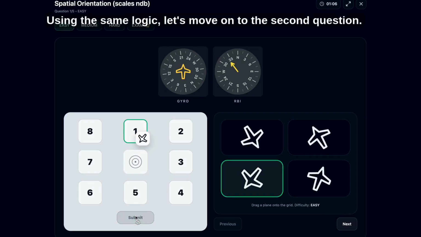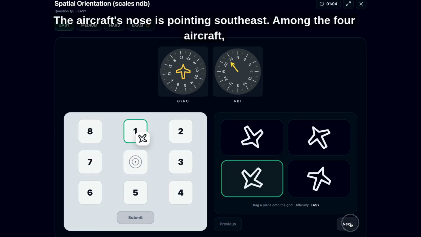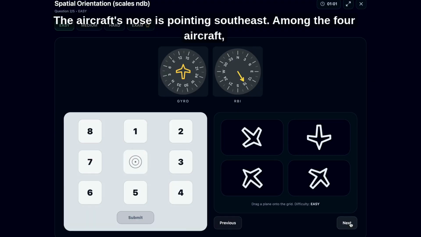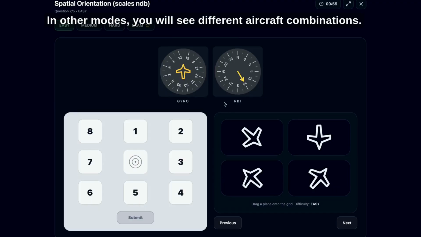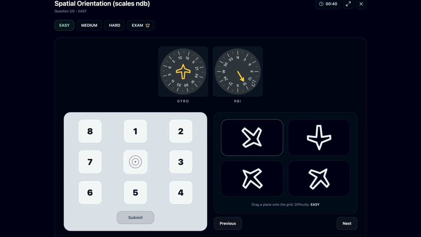Using the same logic, let's move on to the second question. The aircraft's nose is pointing southeast. Among the four aircraft, since this is easy mode, only one is turned toward the southeast. In other modes, you will see different aircraft combinations. We will pick this aircraft and place it somewhere.